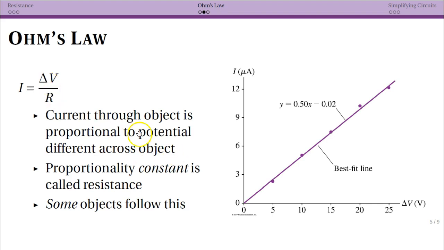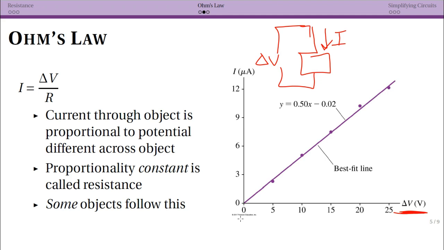So there's this proportionality constant, which is resistance. And so one example of this is we can make a plot, and we can plot a circuit where we've put different potential differences across something. And so we're putting different delta V's across it. You can think of this as being due to a battery. And then we're seeing how much current we get flowing through it.